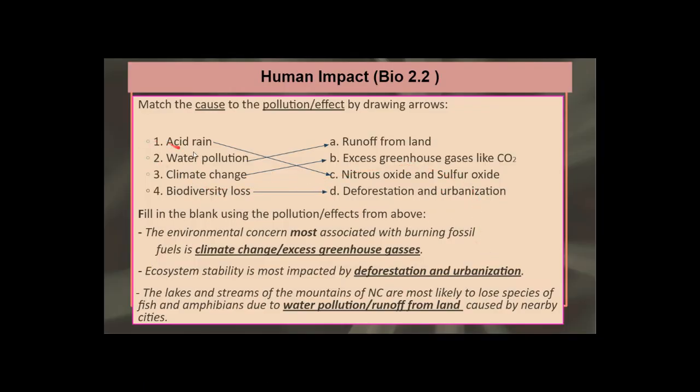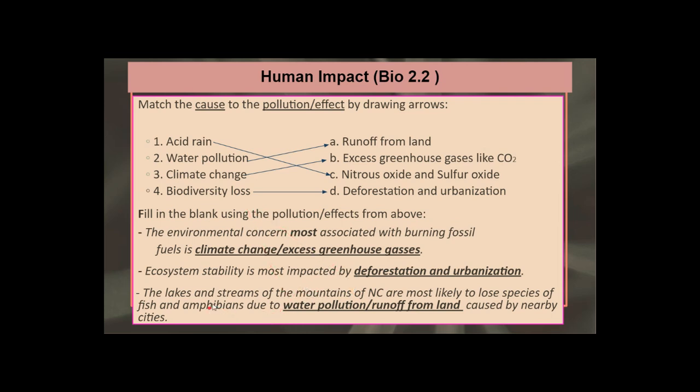Human impact. So acid rain is caused by nitrous oxide and sulfur oxide from factories. Water pollution is runoff from land. Climate change is excess greenhouse gases like carbon dioxide. Biodiversity loss is from deforestation, cutting down trees, and urbanization, so building stuff. So burning fossil fuels is associated with climate change and too many greenhouse gases. Stability is impacted by deforestation and urbanization. All of this decreases ecosystem stability, and that's biodiversity loss.